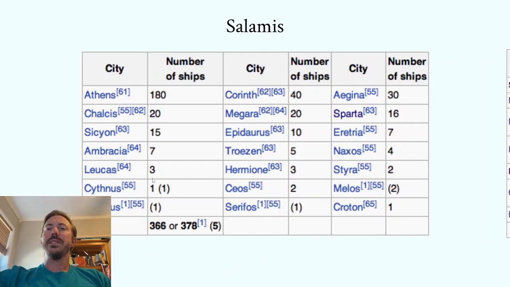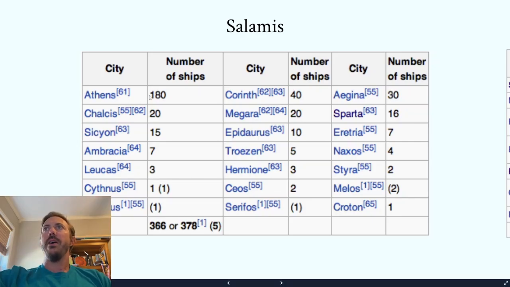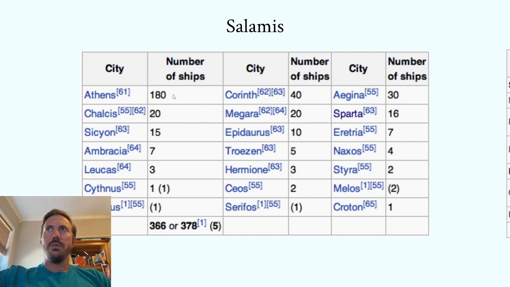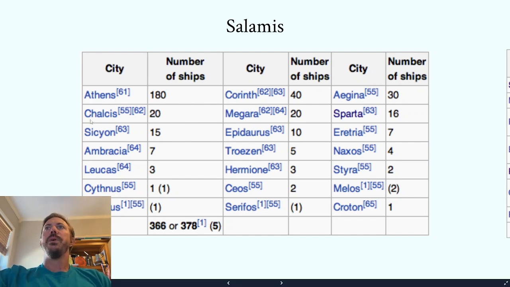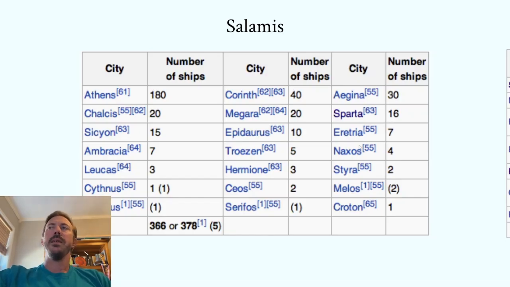And then at Salamis, various city-states sent ships to help with that battle as well. So Athens supplied 180 ships, and so it was primarily the Athenian navy which engaged in that battle. But all these other city-states supplied ships as well, to help the cause of repelling the Persian navy.